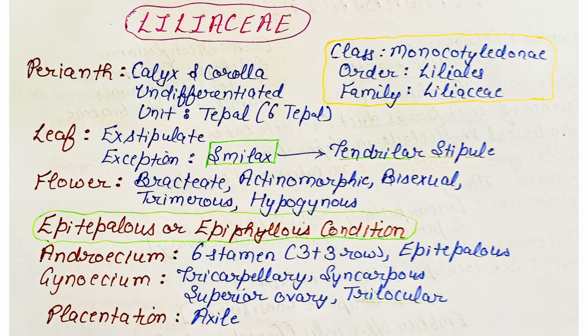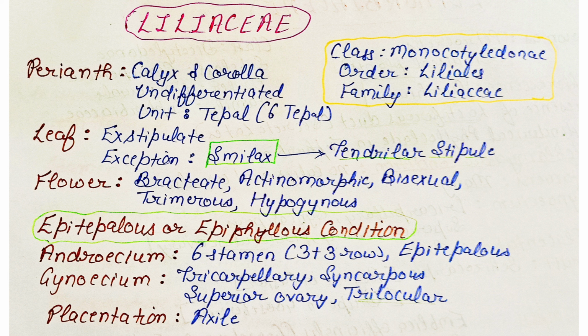Leaf is exstipulate, but exception lies in Smilax. Smilax has stipules present, known as tendrillar stipule. Flowers are bracteate, actinomorphic, bisexual, trimerous and hypogynous in condition.